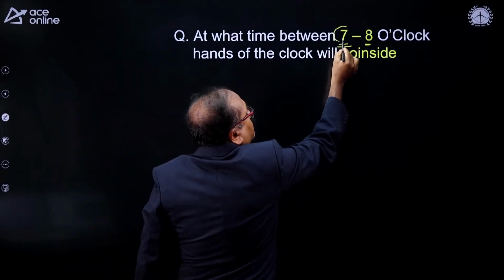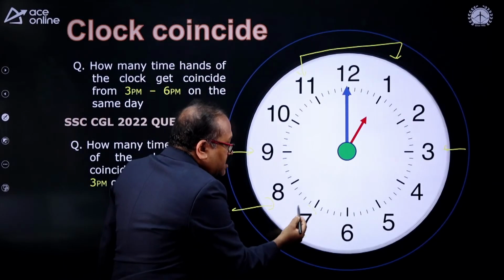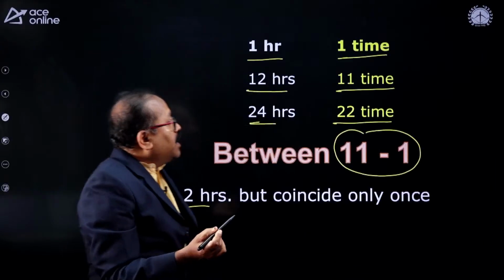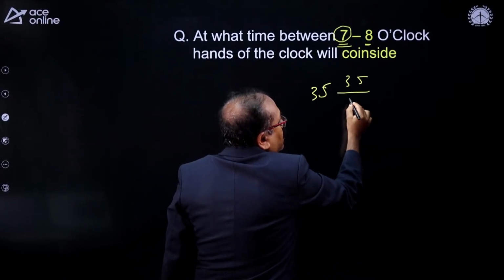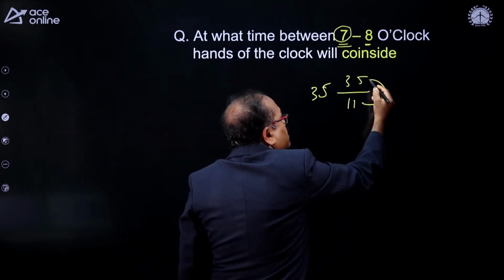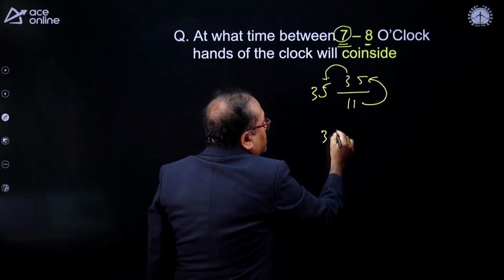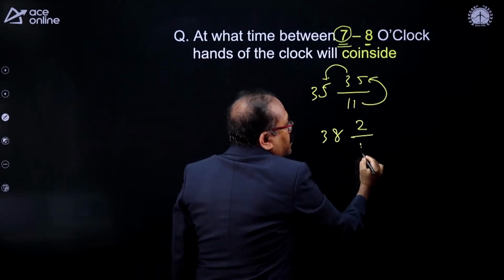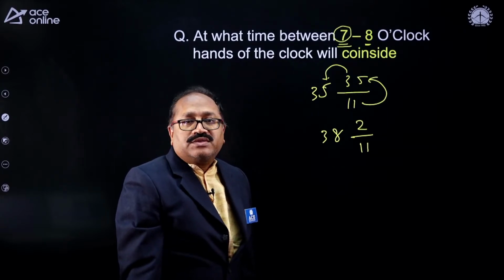At 7 o'clock, what is the minute? The minute hand is at 7 o'clock, so what will be the minute? That is 35 minutes. So my answer to this is 35 by 11 minutes. In this 35, how many 11s are there? 3 11s are there. So take that 3 over here, now it will become 38. If you take out 33 from here, the remainder is 2. So 38, 2 by 11 minutes past 7, the hands of the clock will coincide.